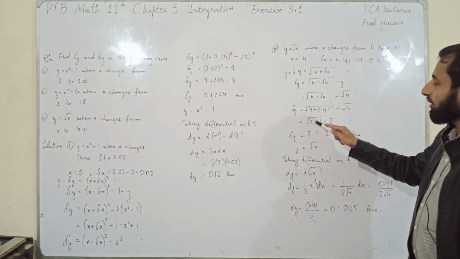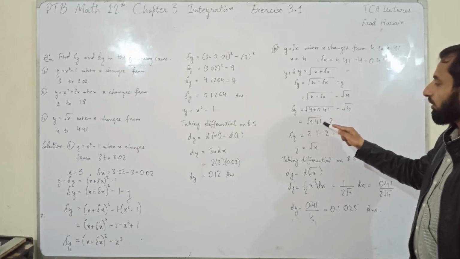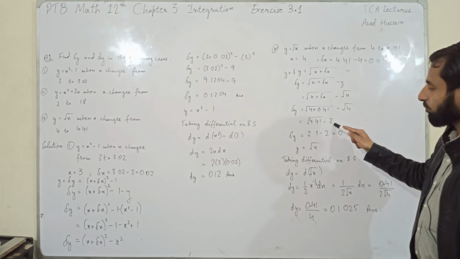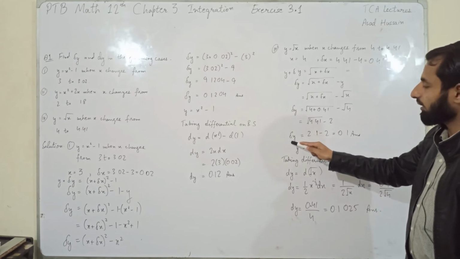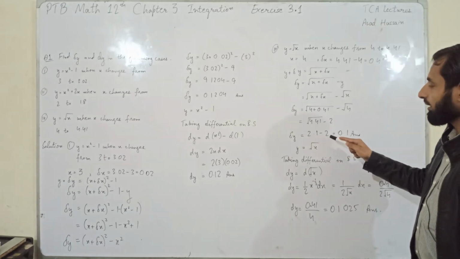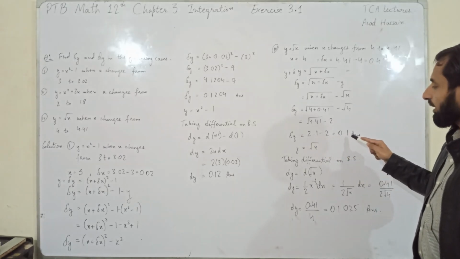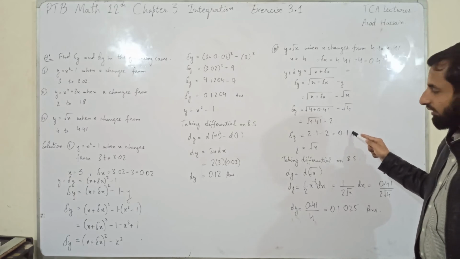Now adding both these values, we get under root 4.41 minus under root of 4. Under root of 4.41 is 2.1 and under root of 4 is 2. Now delta y is equal to 2.1 minus 2, which is equal to 0.1. This is our first answer.